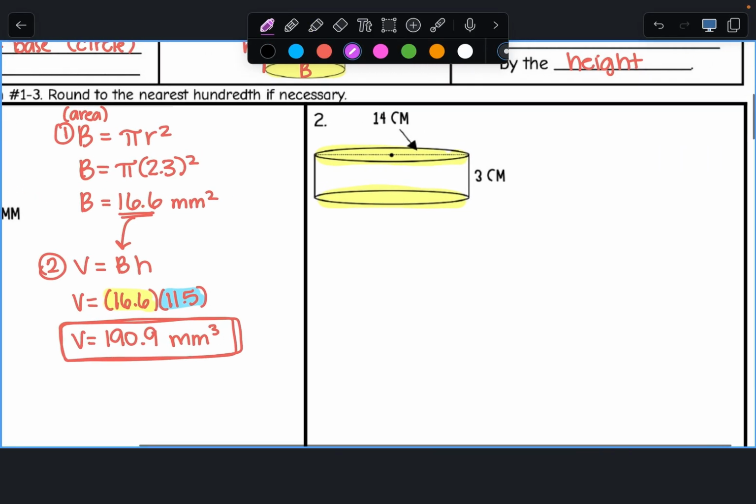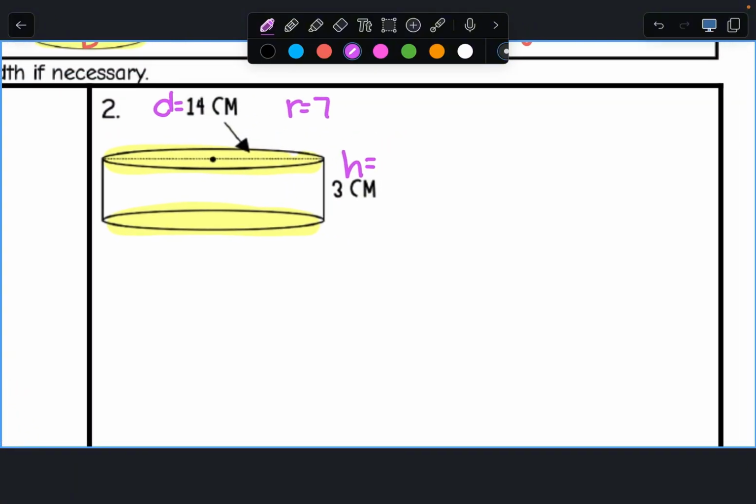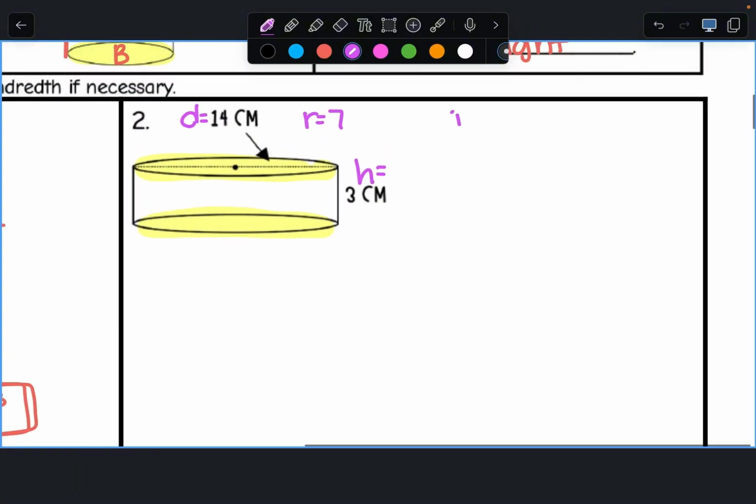Okay, and what's my radius? Trick question, right? That 14, the line is going all the way across, so that's actually the diameter, meaning our radius is 7. But to find the volume, you first must find the, what is big B? Area. Now, the reason it confuses students is because on the formula chart, you won't see it with a capital B, you'll see it with a capital A.